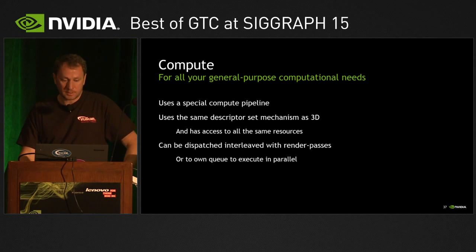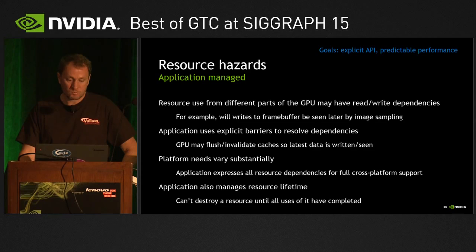Just briefly, Vulkan supports compute. It's a first-class citizen of the API. You can issue compute work between your 3D work, and it shares resources with 3D. One of the things about Vulkan is that it's the application's responsibility to deal with resource hazards.